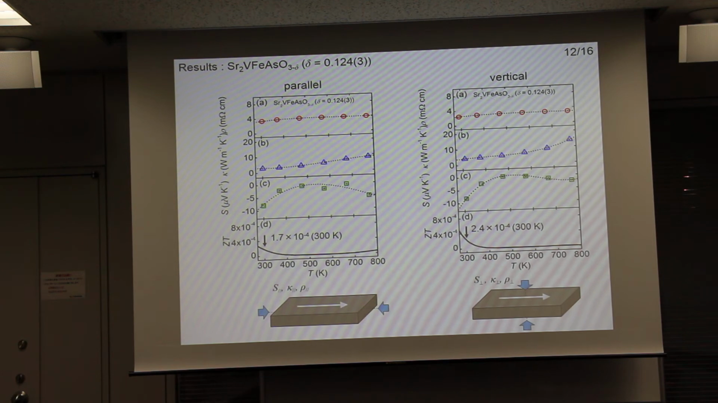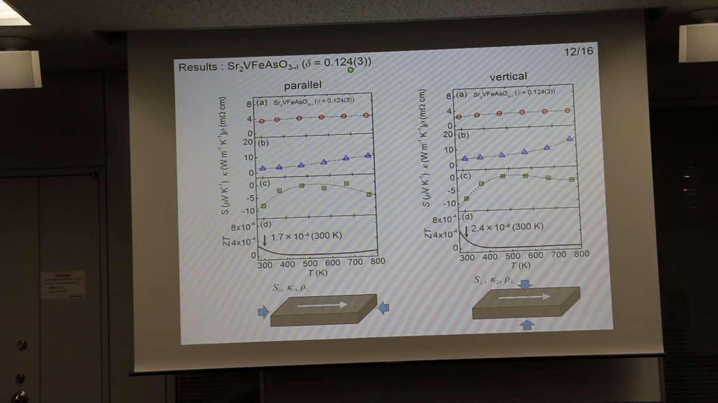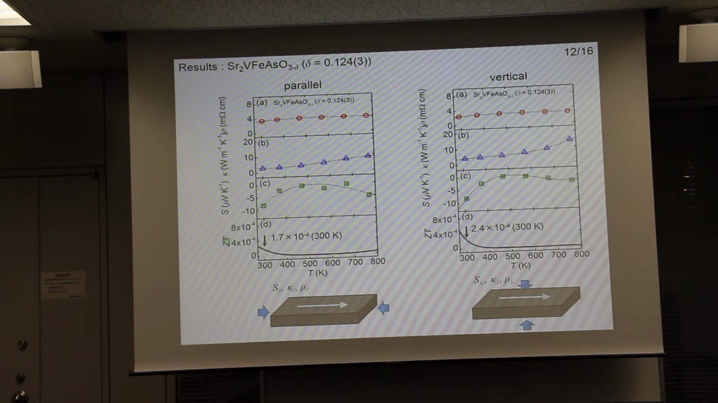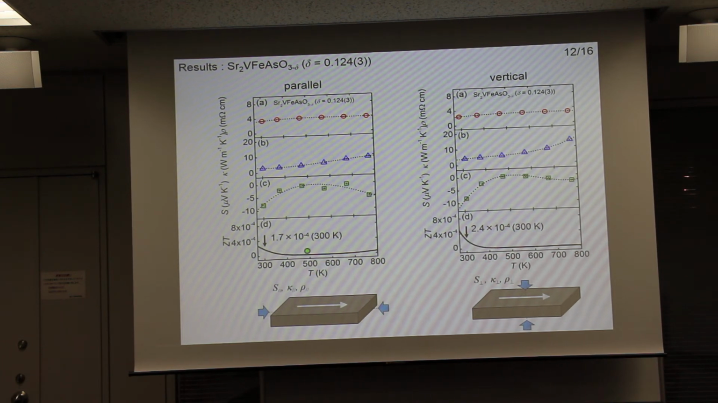Then I will show you the ZT as well as the Seebeck coefficient, kappa, and resistivity for the parallel setup and vertical setup. This is only for the 0.124 sample, not 0.150. In this slide, please see these figures. The practical standard for ZT is 1, but this is very low, 10 to the power minus 4. So they are very small.